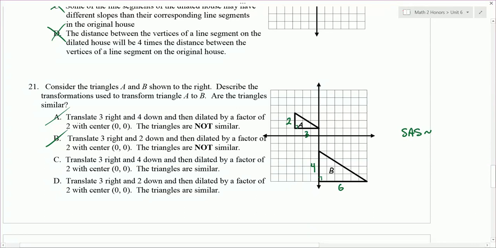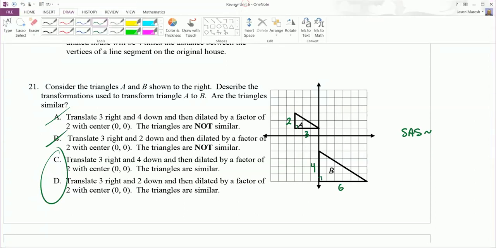And then if you look at C and D, what's the difference here? They both have translating 3 to the right and 4 down. What's the difference here? Translate 3 right and 4 down, and then dilate it by a factor of 2 with center 0, 0. I think they say the same exact thing, so we'll take them both, C and D. Oh, no, they don't say it. One says right 3 down 4. The other one says right 3 down 2. Okay.